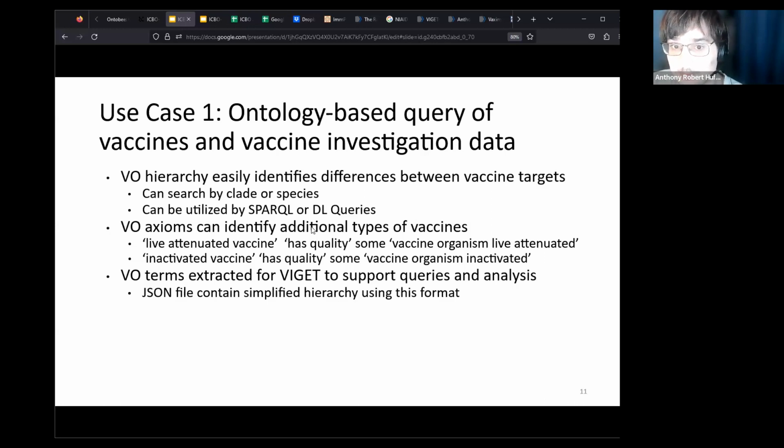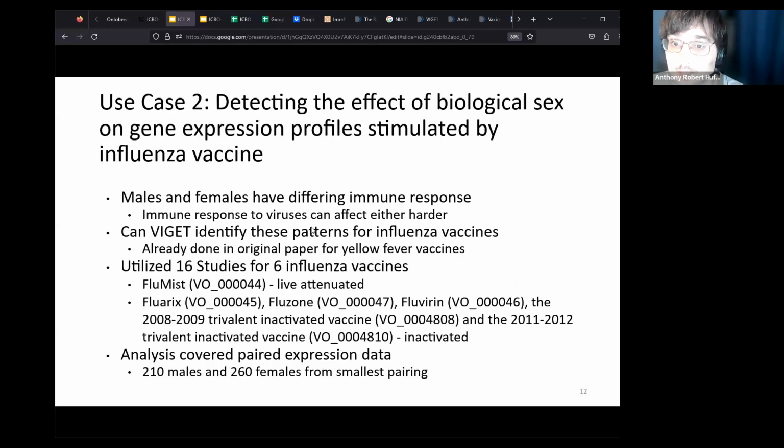In this case, we denote both of these relationships through the has-quality relationship of either vaccine organism live attenuated, which means that the virus or bacteria is weakened but still could cause infection, and then we also have has-quality vaccine organism inactivated, which means that the virus or bacteria is either killed or otherwise unable to replicate normally. Once we got this hierarchy, we extracted these terms and generated a JSON file that showed both the asserted hierarchy from before, but also the inferred hierarchy with live attenuated and inactivated vaccines for users to focus on.